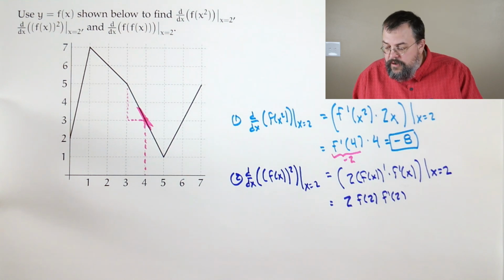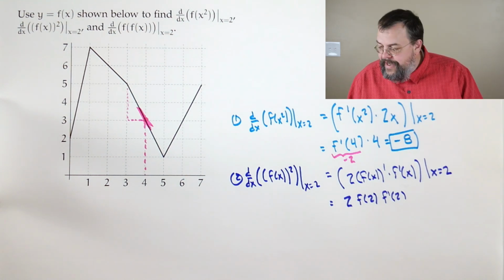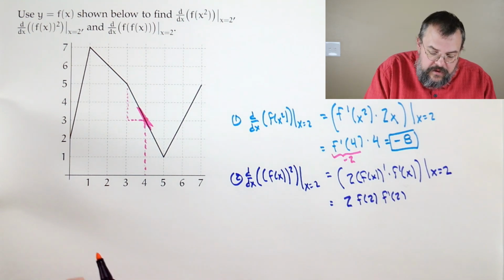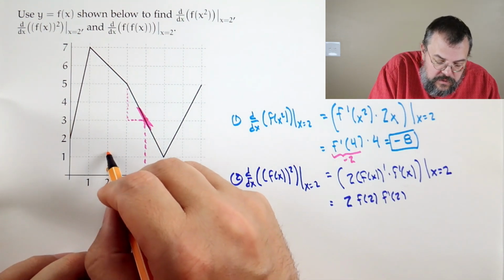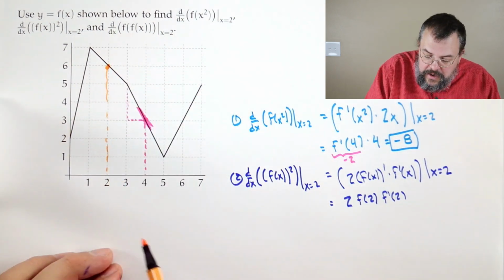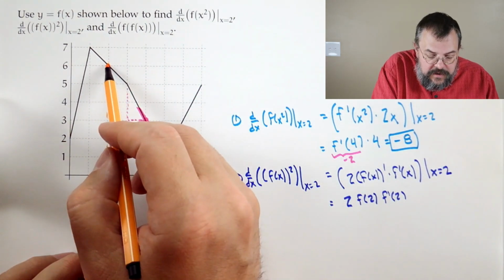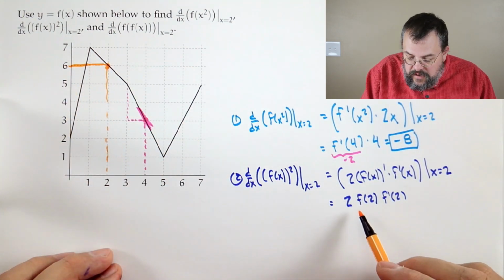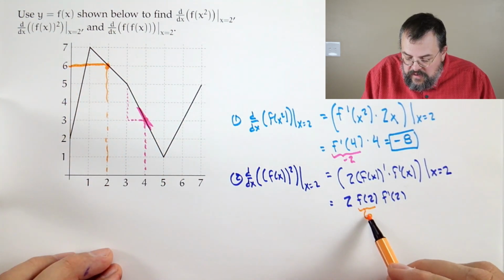Okay, so let's go to the picture and ask, what does the picture tell us? Well, so we come to 2. So we come up here and we say, okay, what is f of 2? Well, we can read it off. So the function at 2 is 6. So this part here is 6.